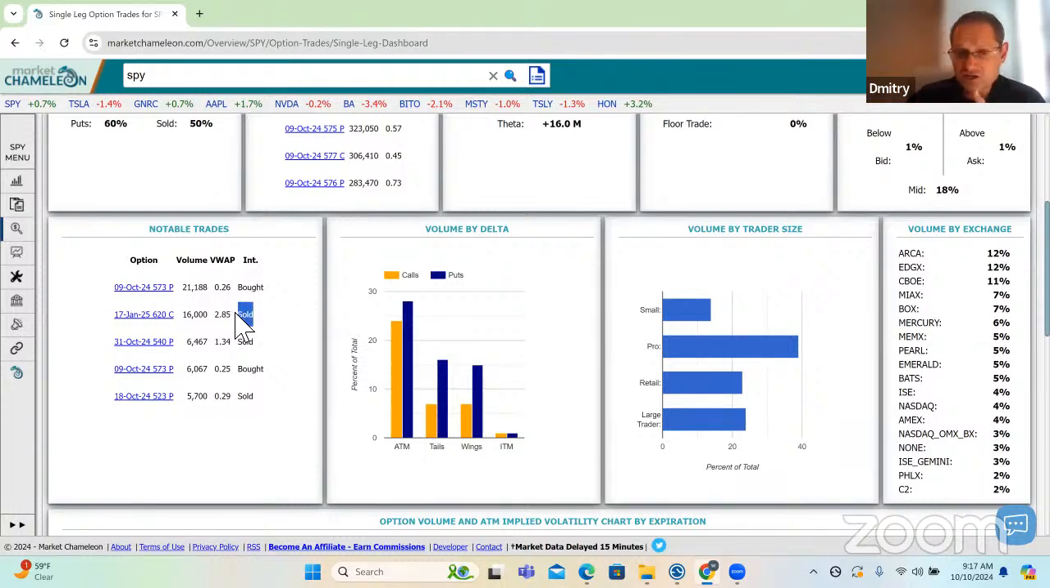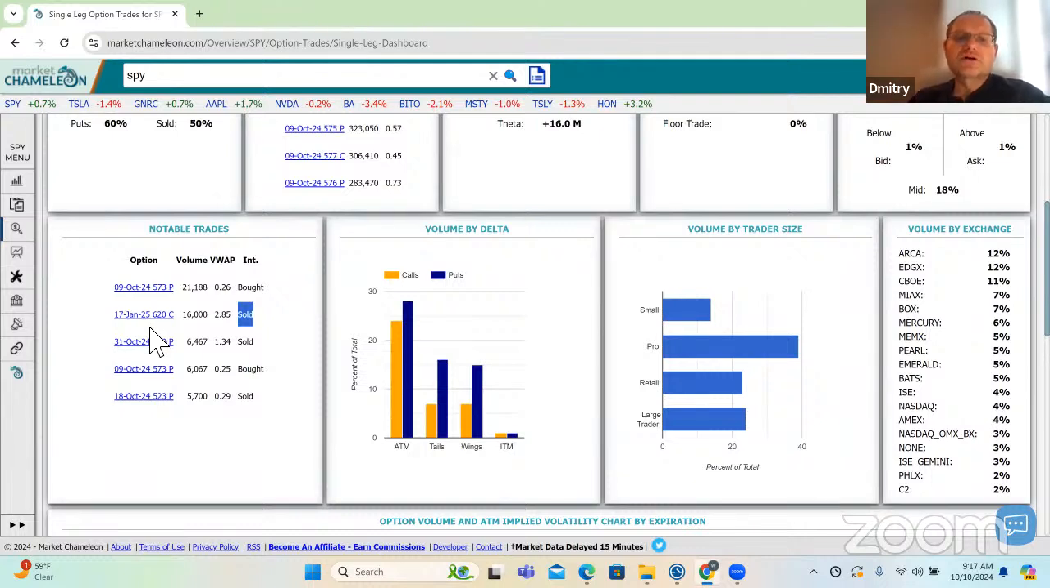Okay. And if that is something that may be interesting to you and you want to research further, if you click on this link, it'll take you to the options chain, and then you could go ahead and dig deeper into that option, into that trade, and so forth.